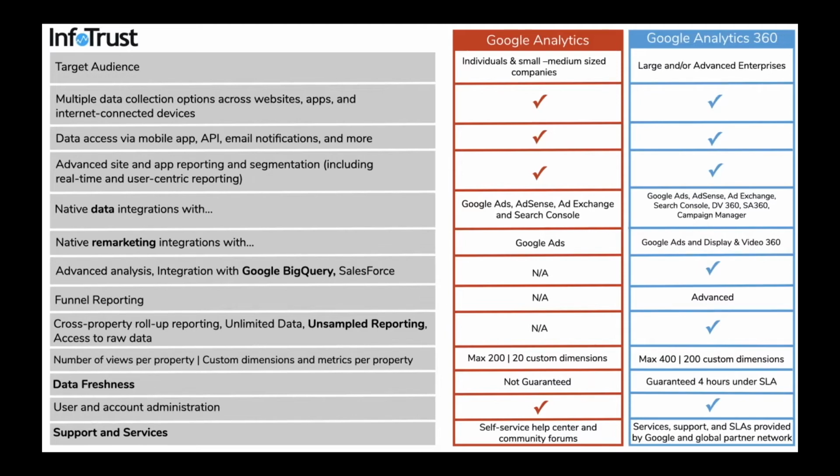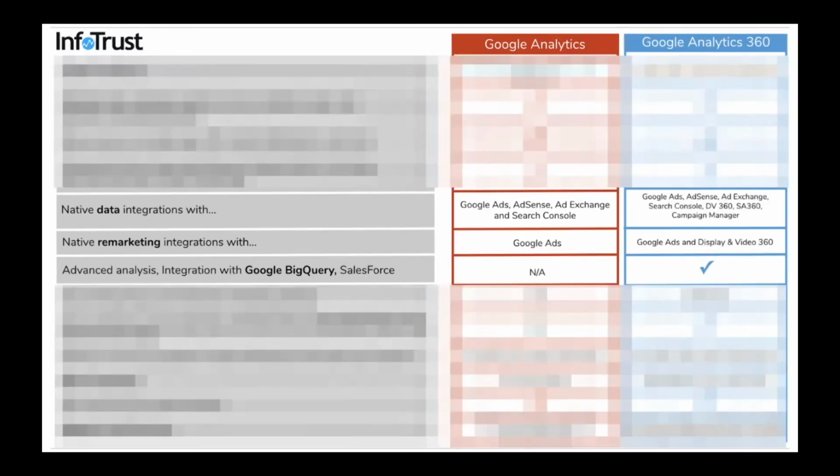And the first we're going to go through, before we take a deep dive into the other features, I think arguably one of the most important differences between the tools, is the native integrations that Google Analytics and Google Analytics 360 have. So Google Analytics out of the box has an integration with Google Ads, AdSense, Ad Exchange, Search Console, and native remarketing integrations with Google Ads. And that typically will suffice for that smaller and medium-sized business.